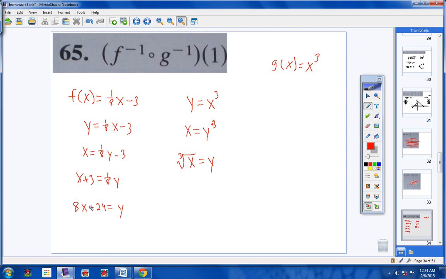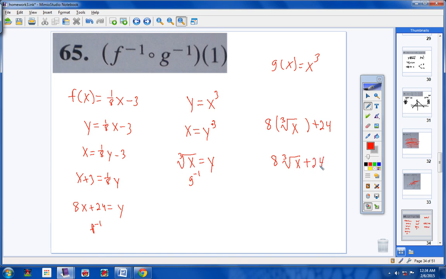So take your f function, which is right here, and wherever there's an x, we're going to put a big parentheses. This is your f inverse right here. This is your g inverse right here. Everywhere there's an x, put a big parentheses. So x, big parentheses, plus 24. Now pick up your g function and put it in right over here, the cube root of x. Now let's simplify. We'd have 8 times the cube root of x plus 24.